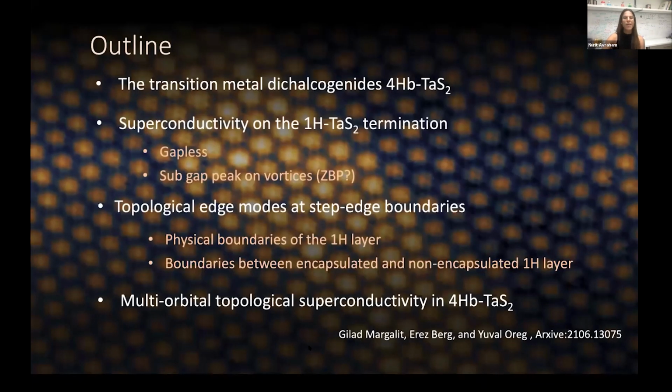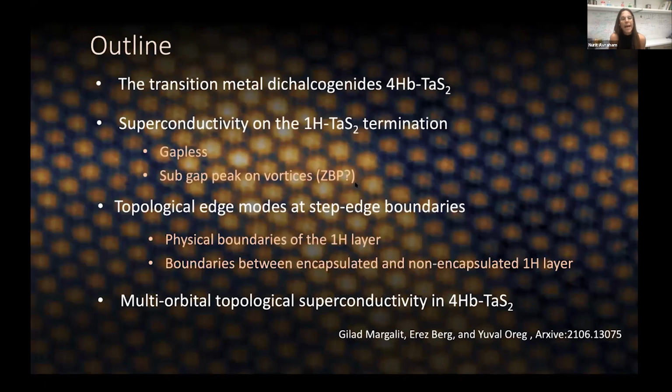Oh, okay, so the outline will be as follows. I'll start with some general information about 4Hb tantalum disulfide and the CDW configuration that we see on top of it. And then I'll focus on the 1H layer termination of the tantalum disulfide, and I'll show the general properties of the superconductivity state that we observe on this surface. We'll see that it's a gapless superconductivity. I'll show that we see subgap peaks on vortices, presumably zero bias Majorana peaks.